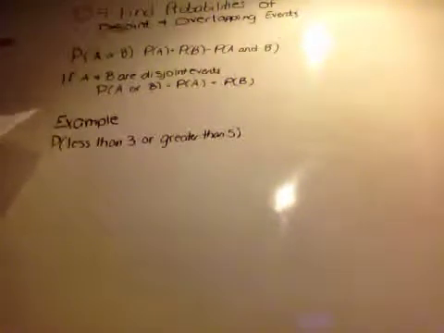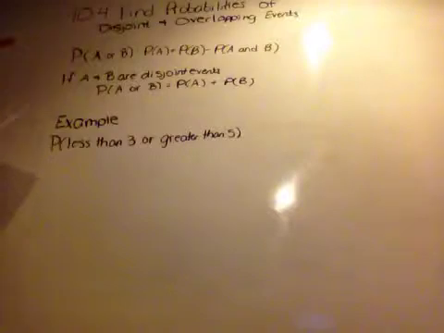To find the probability of A or B, you first have to consider what outcomes, if any, are in the intersection of A and B. Two events are overlapping if they have one or more outcomes in common. Two events are disjoint if they have no outcomes in common.